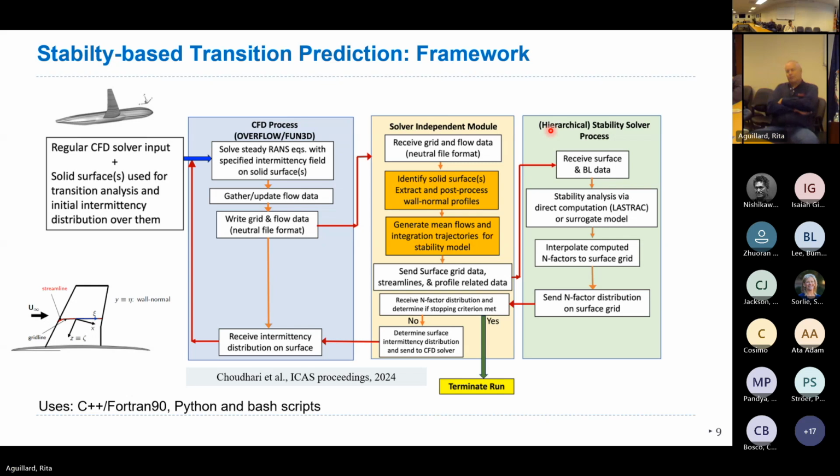Conceptually, it's very easy for me to understand this on something like a cone at zero angle of attack. For more complex geometries and shapes, do you end up having to feed the whole shape and geometry into LASTRAC, say for a realistic wing swept at an angle? Yes, the whole geometry will go in, but it will be bifurcated into portions.